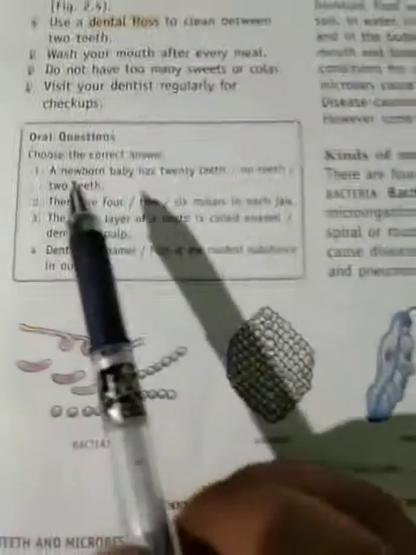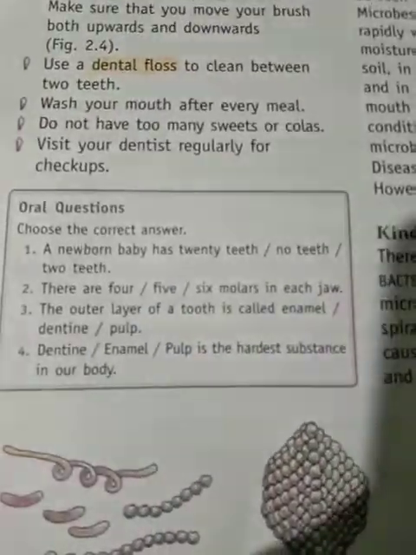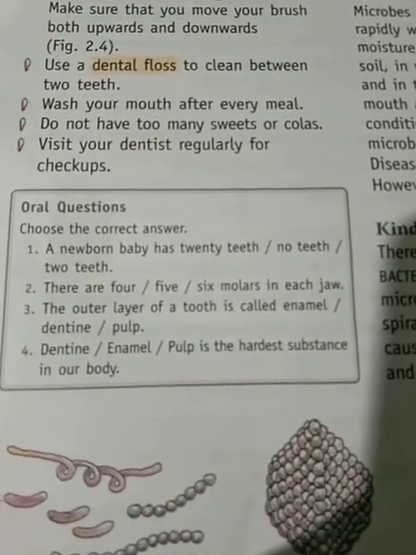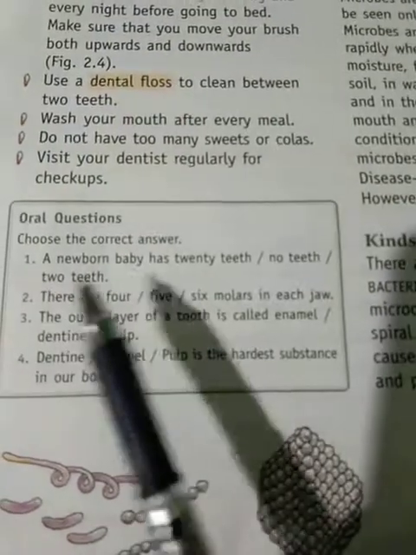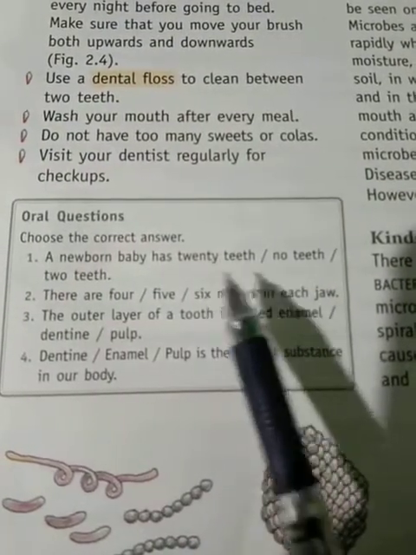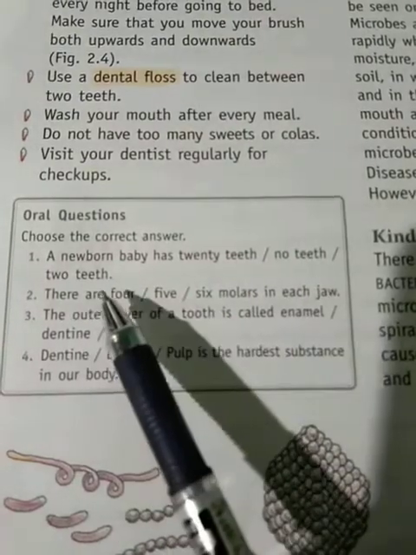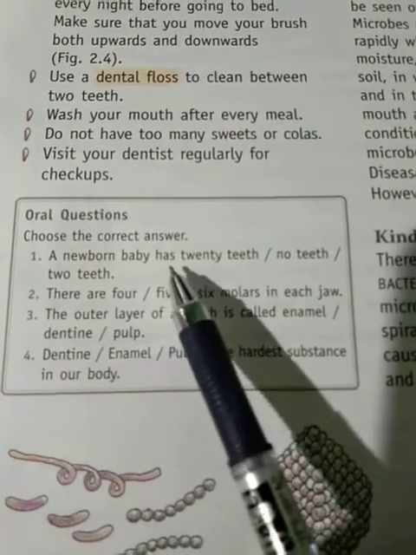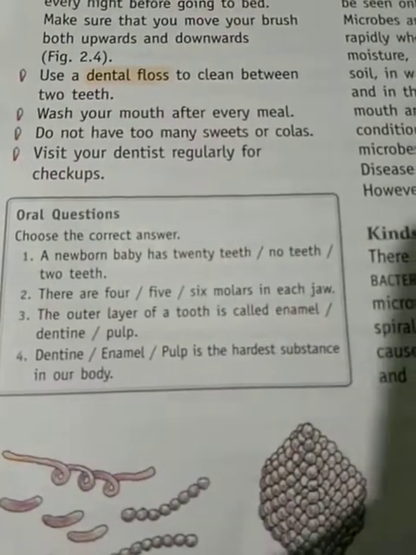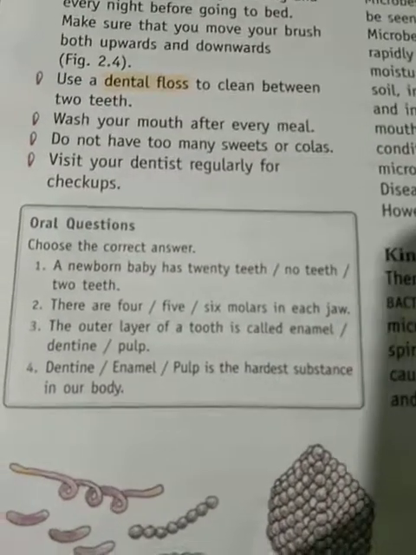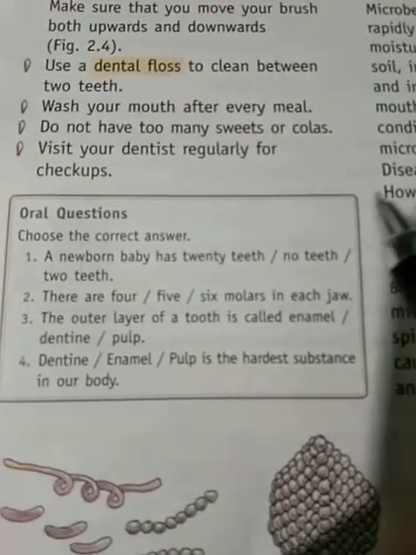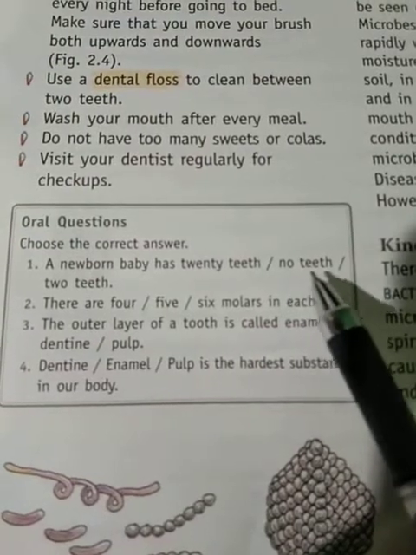Now you come to here, some oral questions are there, very important questions. Choose the correct answer. First of all, number 1, a newborn baby has 20 teeth, or no teeth, or 2 teeth. Of course, a newborn baby has no teeth. Newborn, he is just born, so he should not have any teeth, so it will be no teeth.